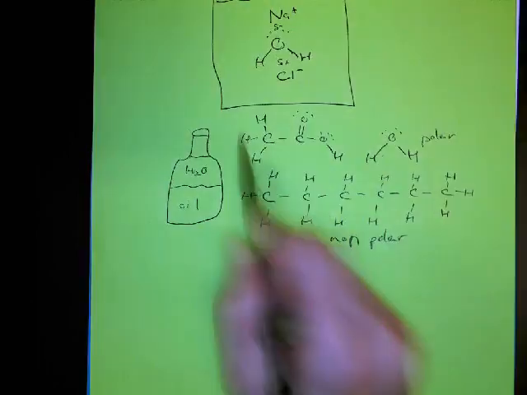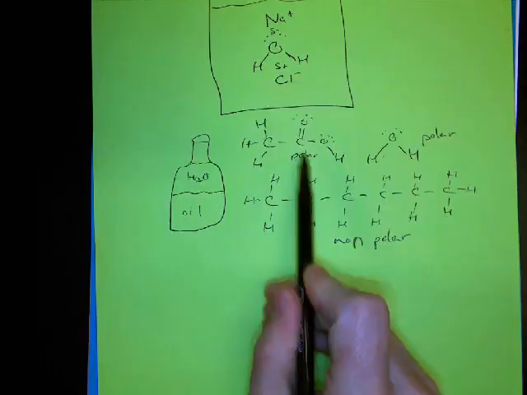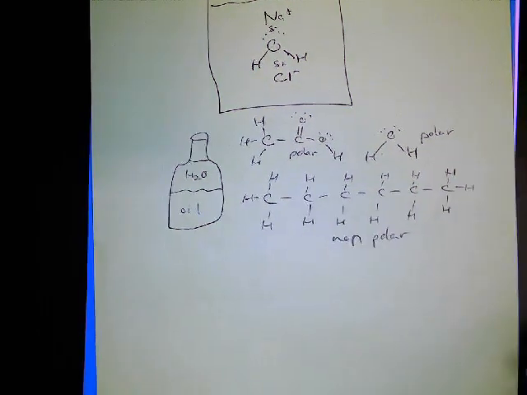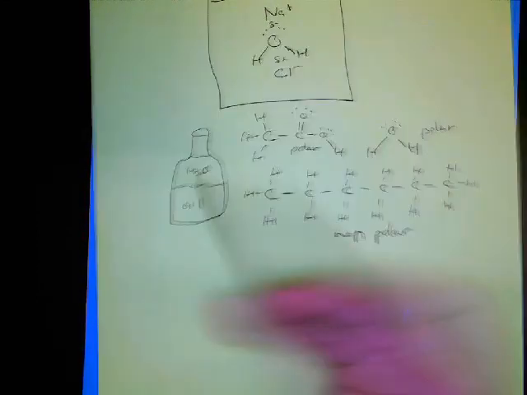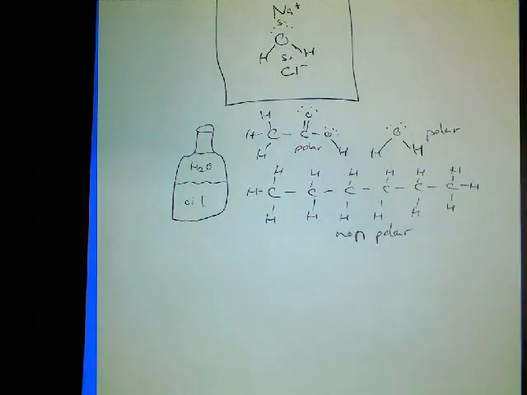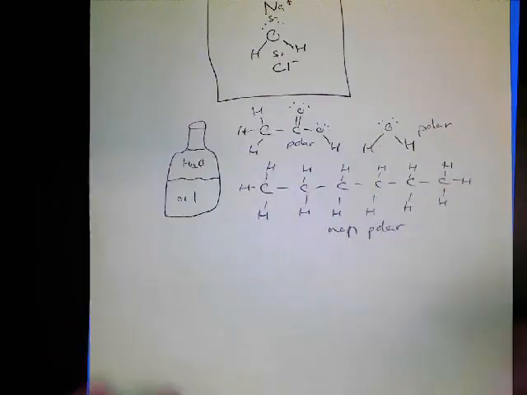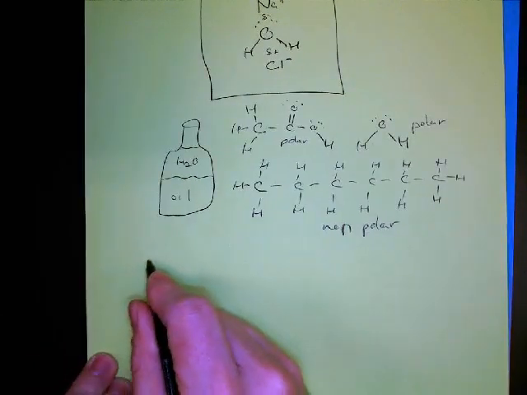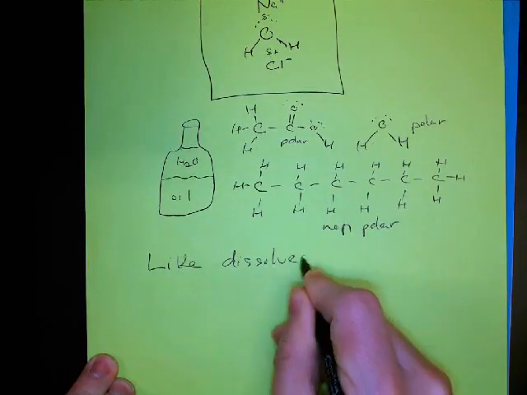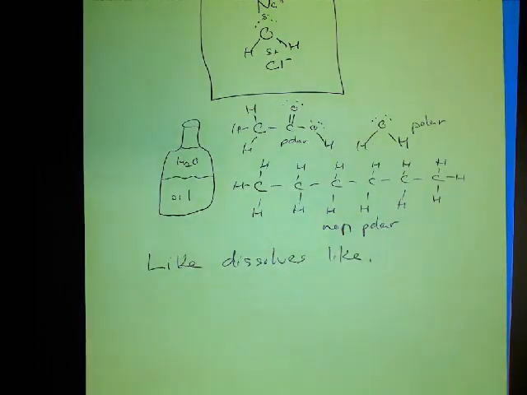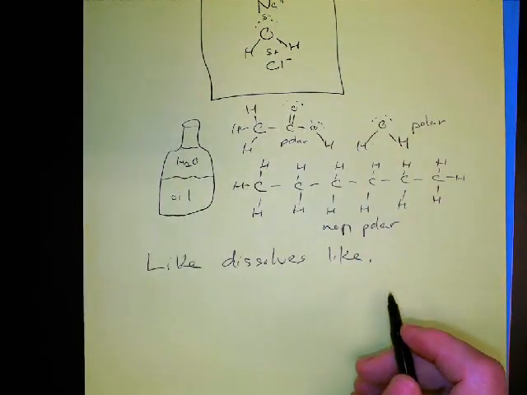Because this being more polar would be likely to dissolve in the polar solvent and not likely to dissolve in the nonpolar solvent. So this is almost like there's two solvents in this case. And if I dump salt in there, the salt is more readily going to dissolve in the water layer than in the oil layer, if that makes sense. Okay, so in general terms, if we're going to make a rule about this, chemists tend to say like dissolves like.